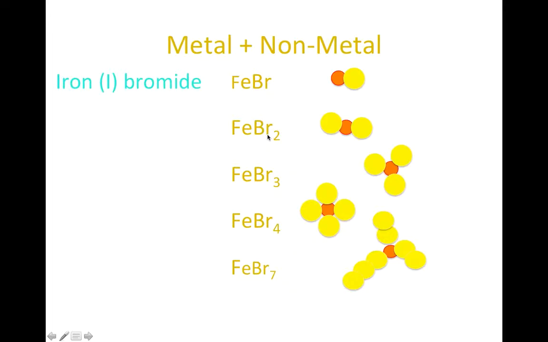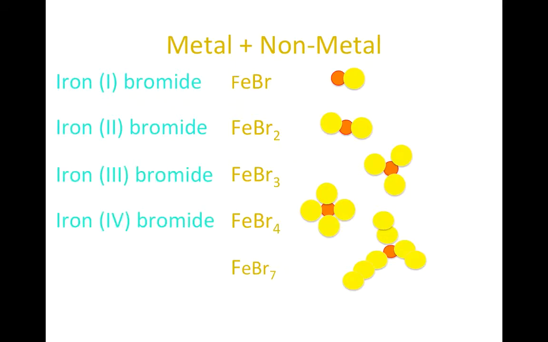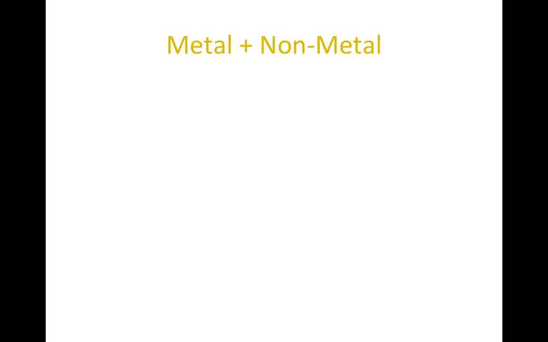So it is balanced by a +1 iron. For the second one, Br2, there's 2 -1 bromides. That means iron must be +2 to balance it out. The third one, Br3, 3 -1 bromides must be balanced by a 3+ iron. A 4+ iron balances the 4 bromides, and a 7+ iron balances the 7 bromides. If it's a transition metal, you must include the charge in Roman numerals for the metal.